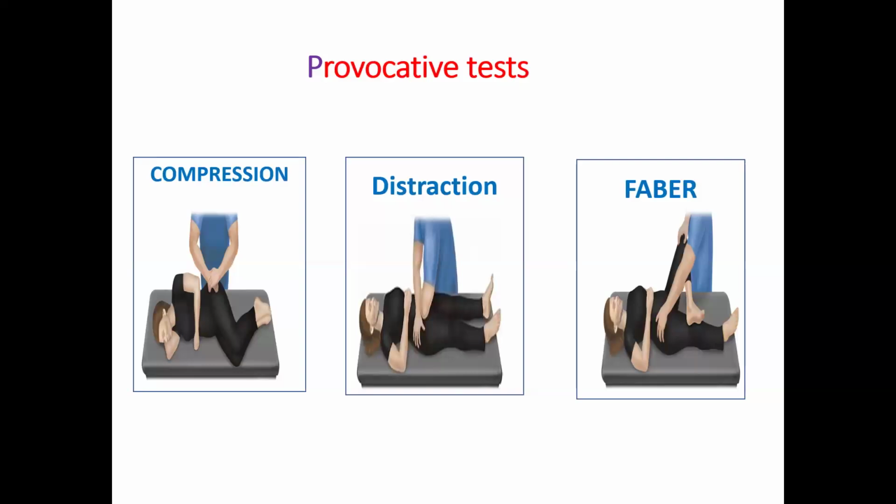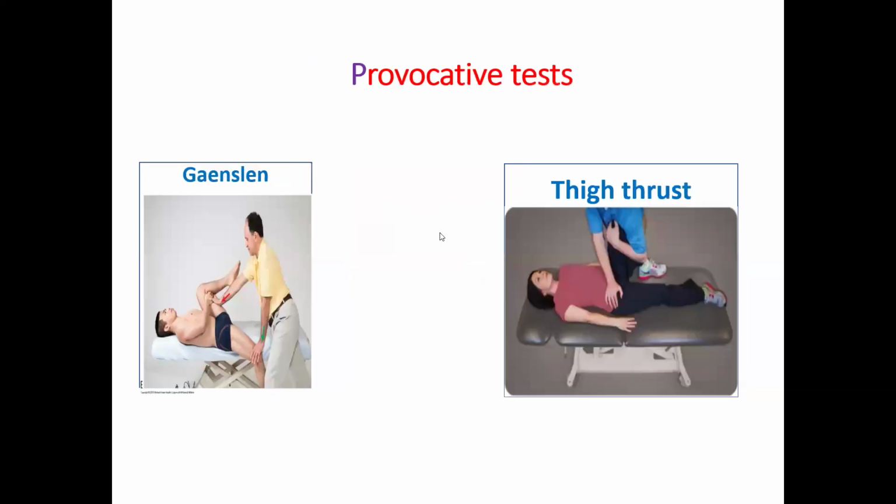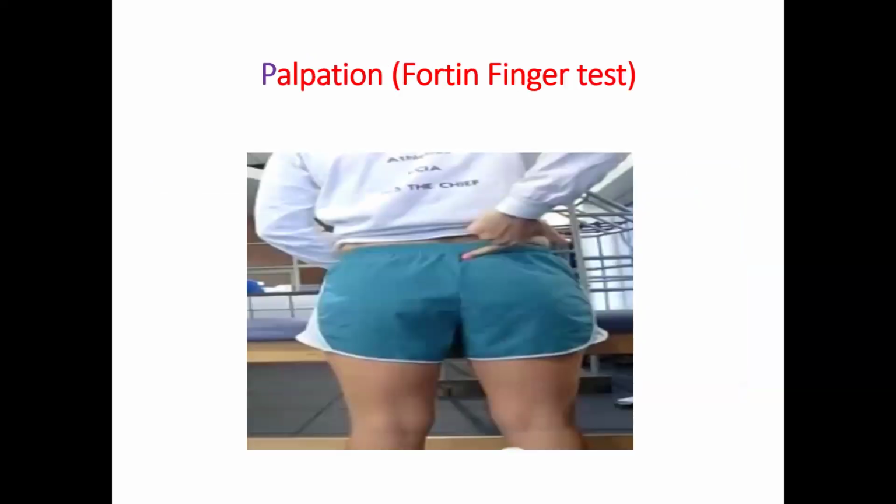Provocative tests. We have 5 tests: compression, distraction, Faber. This is the most important one: flexion, abduction, external rotation, Gaenslen, and thigh thrust. You have to have at least 3 of these 5 positive when you do your provocative test here. By palpation, you can do this 14.